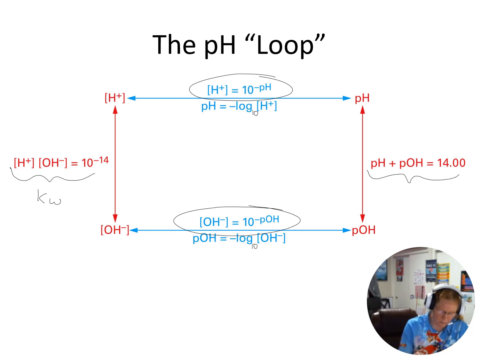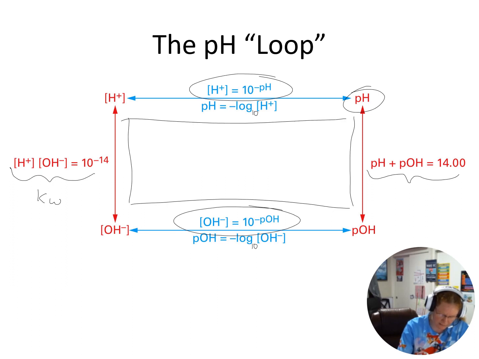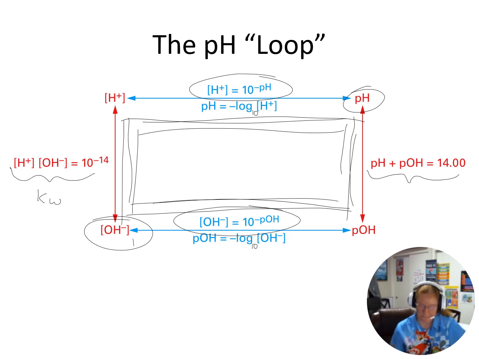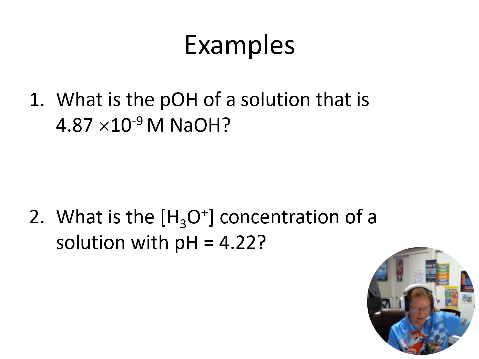Okay, so I can start anywhere. If I know the pH, I can calculate the pOH, I can calculate the hydroxide, I can calculate the hydronium. If I start with the pH, I could go the other direction. I could calculate the hydronium, the hydroxide, and then the pOH. I could start with hydroxide. Same thing. I can go around the loop, either direction. And so as long as I know one of these 4 values, and I know this relationship here, I can calculate any one of the other values. Okay? All right, so let's first just practice a few calculations.